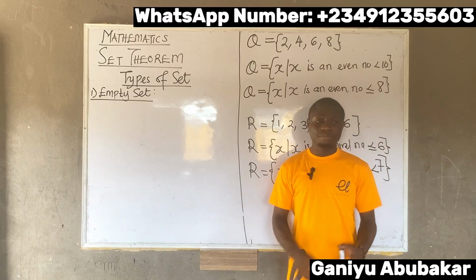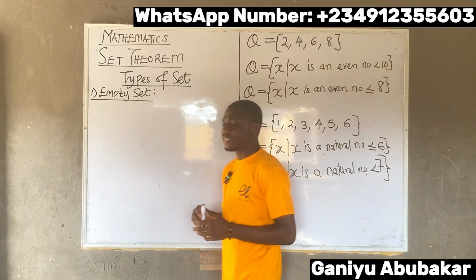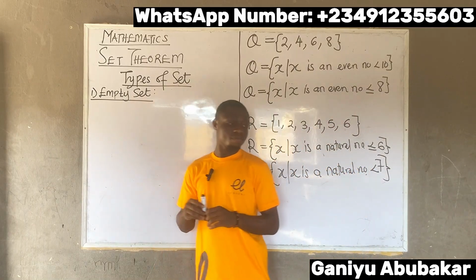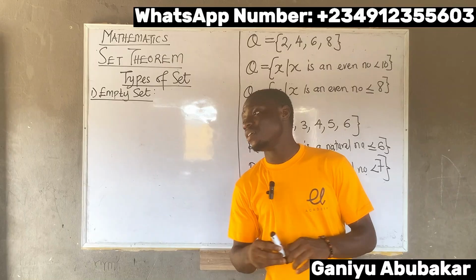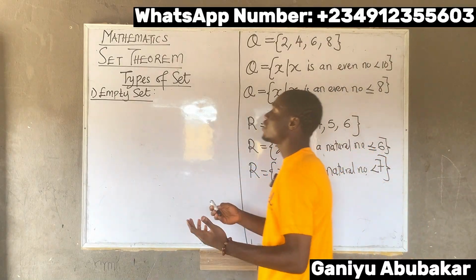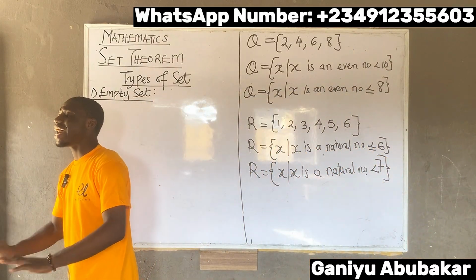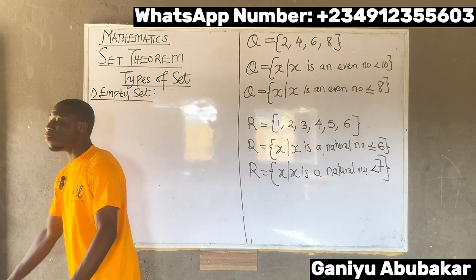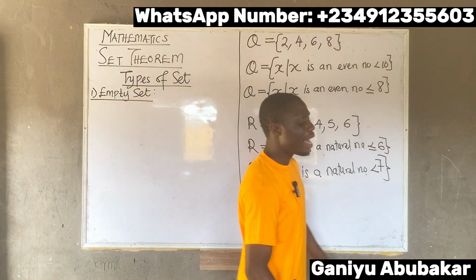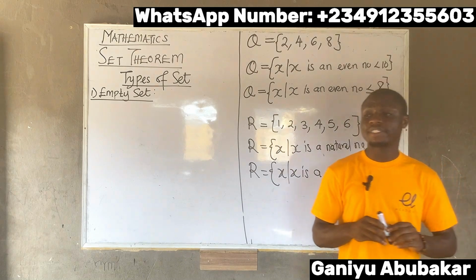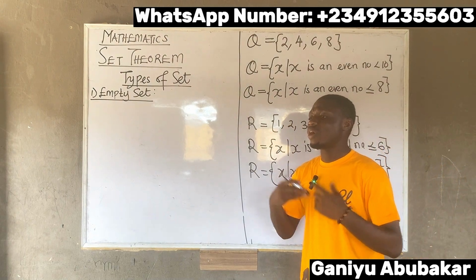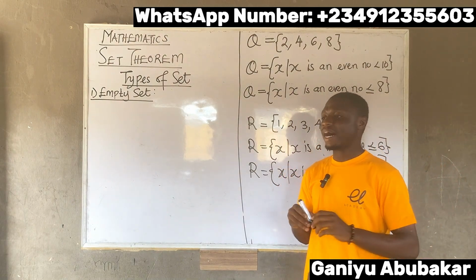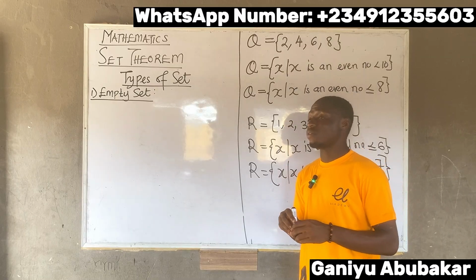Number one, empty set. An empty set is simply a set that, by the word empty, nothing is there. So an empty set is simply a set that has no element or member. That's all.